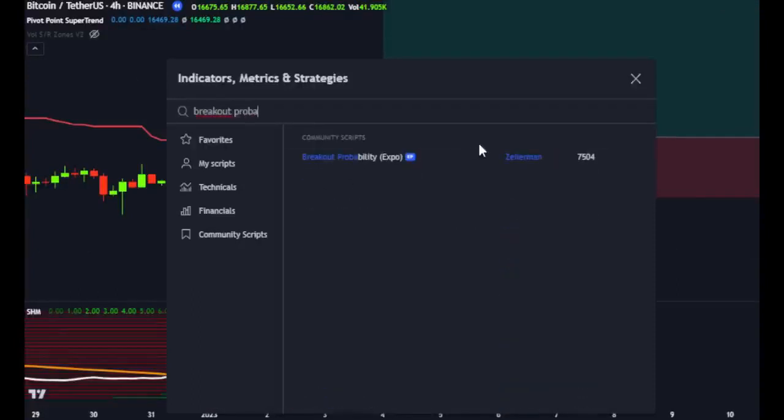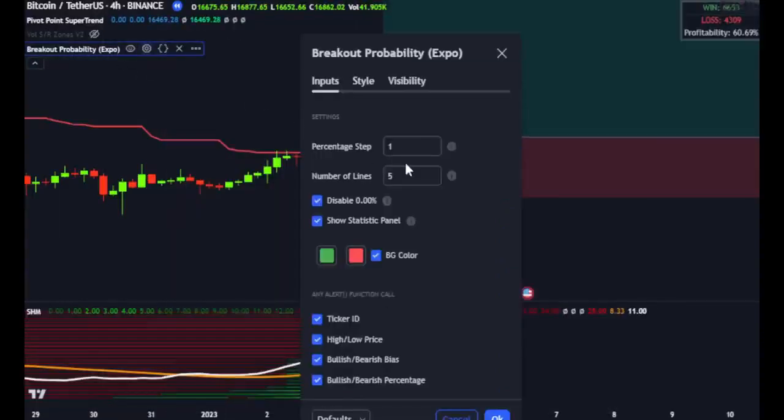We are going to modify its inputs. Step percentage from 1 to 1.2. The number of lines from 5 to 4. We disable show statistic panel. And it's ready. How do we apply it?